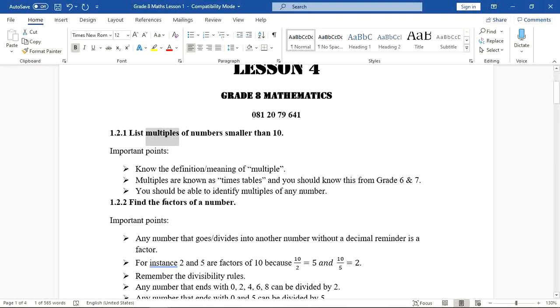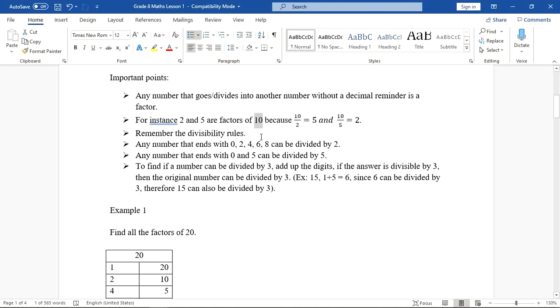We also learned about factors. A factor is any number that goes into or divides into another number without a decimal remainder. You need to remember that in grade 8 we will be using whole numbers, not decimal numbers. So when you talk about multiples and factors, we are referring to whole numbers. For instance, number 10 has the factors 1 and 2. These two numbers are factors of 10. Also 1 is a factor of 10, and 10 is a factor of itself, meaning that 10 has 4 factors.